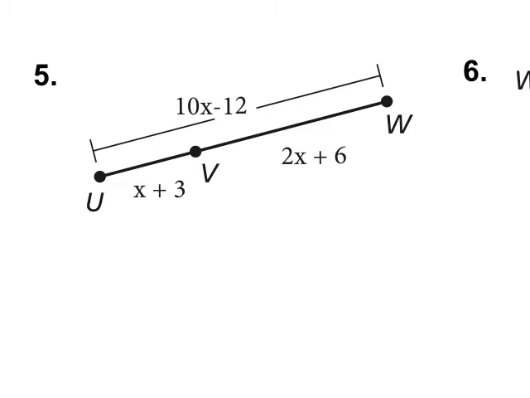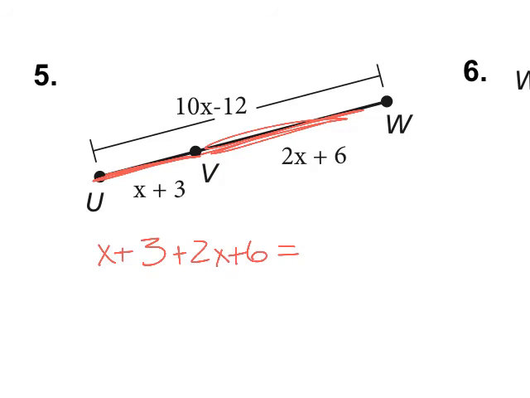All right, so the parts should add up to the whole, right? So x plus 3 plus 2x, oh, why did I say 3 and wrote x? Ooh, end of the day troubles. All right, plus 2x plus 6 should equal the whole, so 10x minus 12. Okay, so brush up on your algebra skills and solve this.